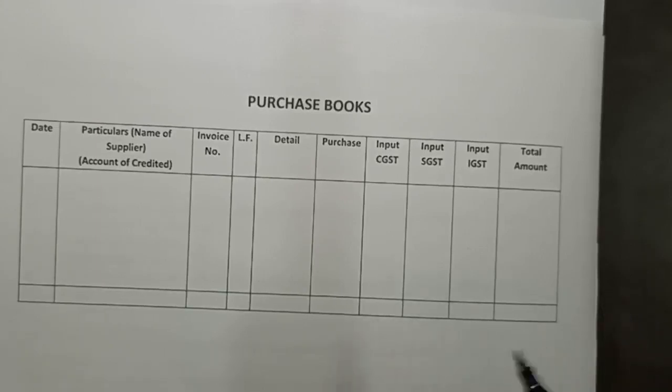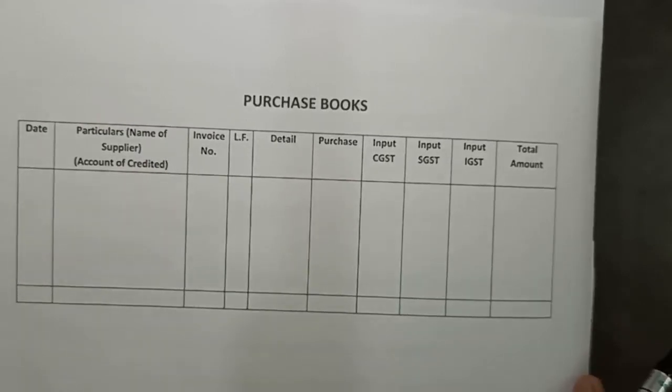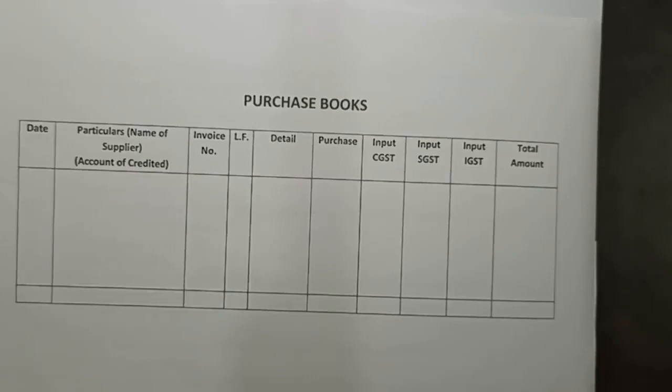Now, when we record the transactions, we will have a format in which we are going to record the credit transactions. First of all, in the purchase book, we have the date column. The date column mentions the date on which the transaction has taken place. The date is important because in the books we record transactions in chronological order, that is, date wise.